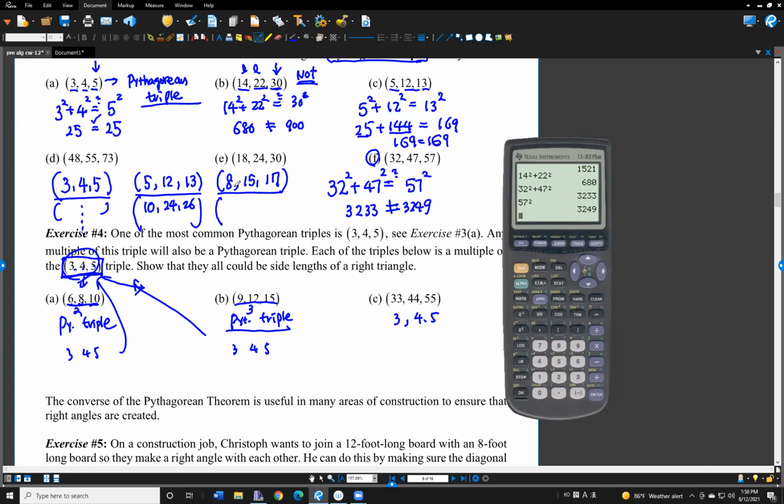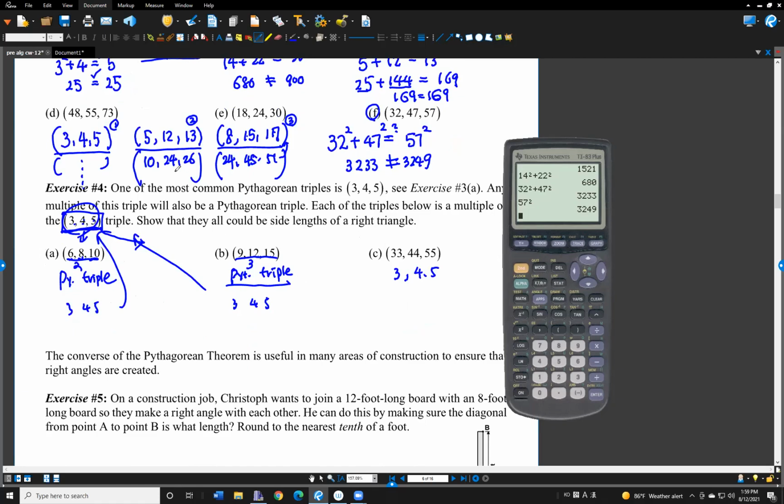This one, times 3: 24, times 3; 45, times 3; 51. When you simplify, you'll get what? 8, 15, 17, right? This is a Pythagorean triple. Memorize all these 3 numbers, 1, 2, and 3. This is a popular Pythagorean triple.